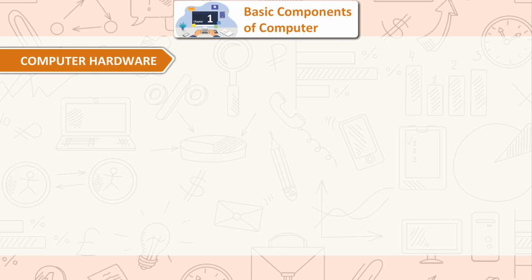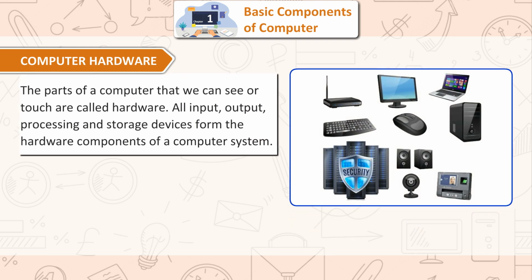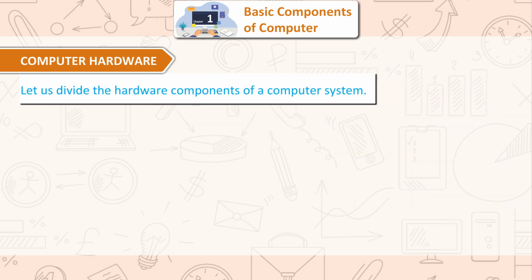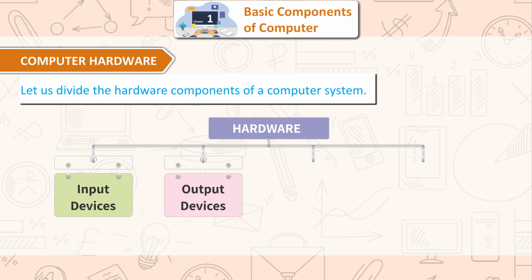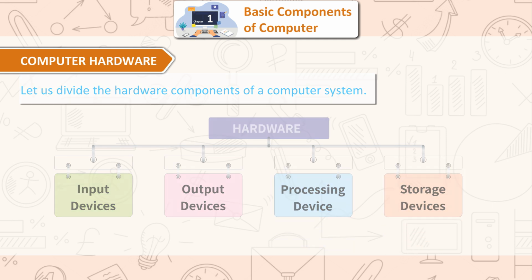Computer hardware. The parts of a computer that we can see or touch are called hardware. All input, output, processing, and storage devices form the hardware components of a computer system. Let us divide the hardware components of a computer system. Hardware: input devices, output devices, processing device, storage devices.